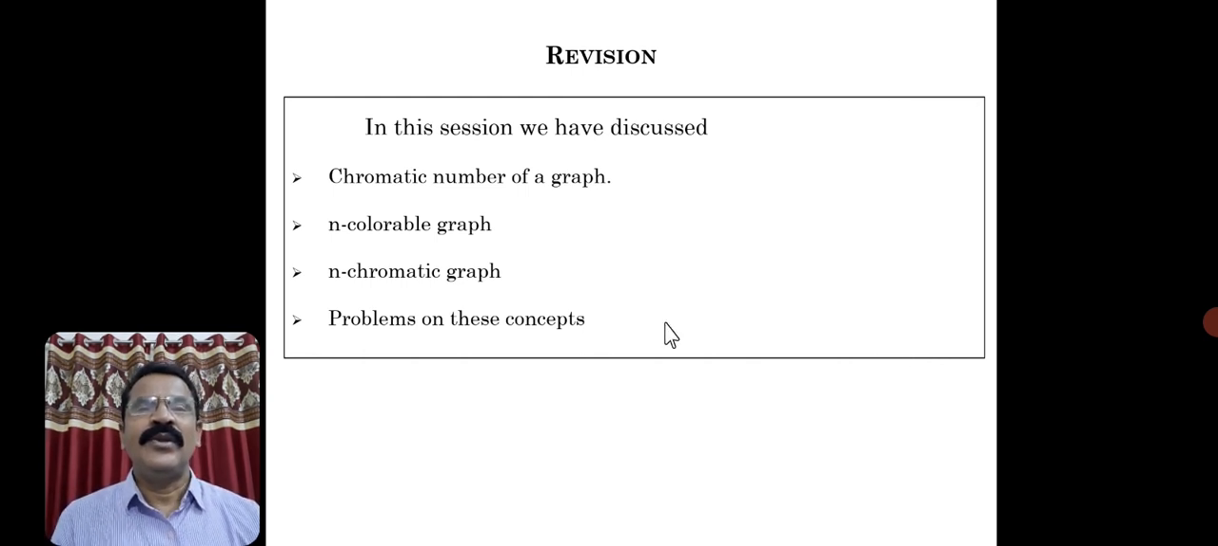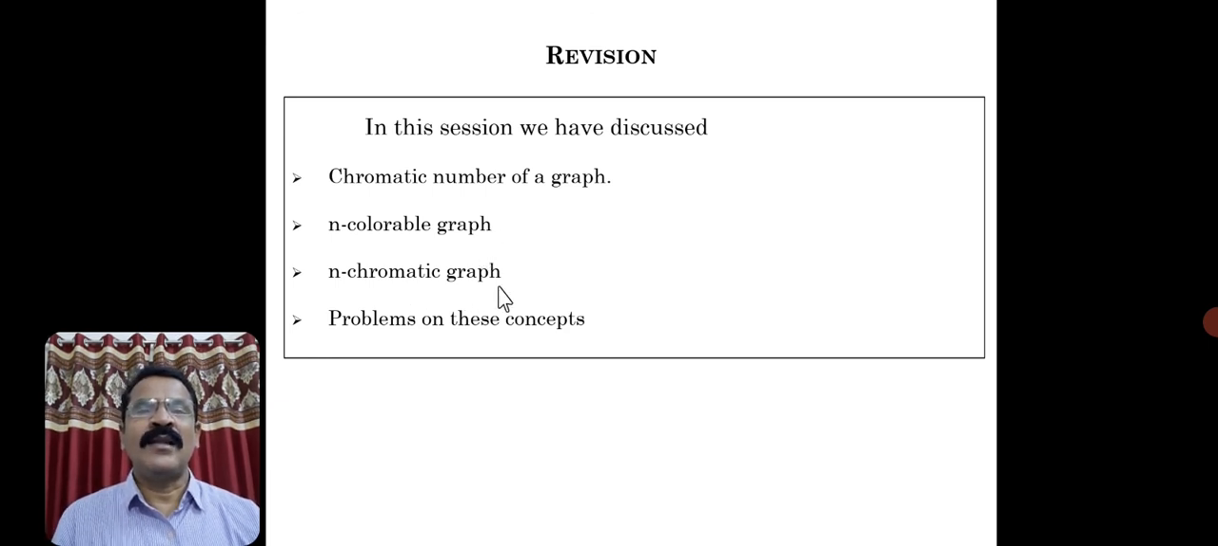Ultimately, what we have discussed in this session is the definition of the chromatic number of a graph. Once again, the chromatic number is the minimum number of colors required to color a graph. As for an n colorable graph, if you use 4 colors it is 4 colorable, and if it is possible to reduce by 1, it is 3 colorable. In general, a graph is n colorable if its chromatic number is always less than or equal to n.